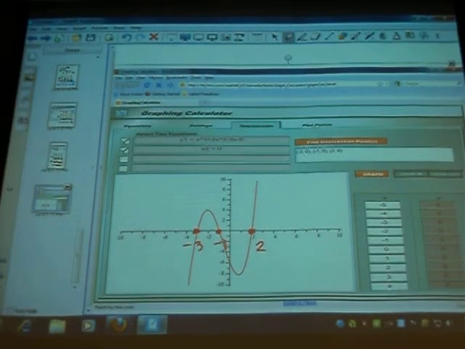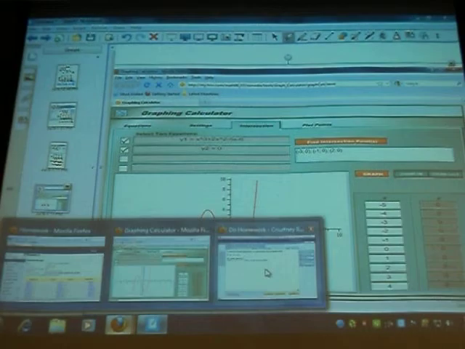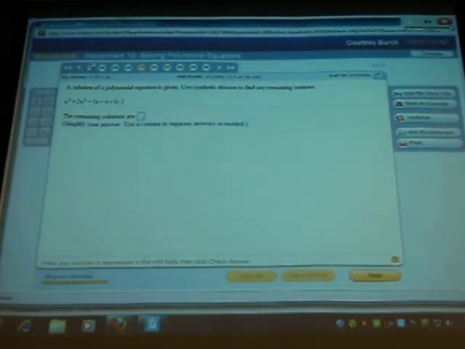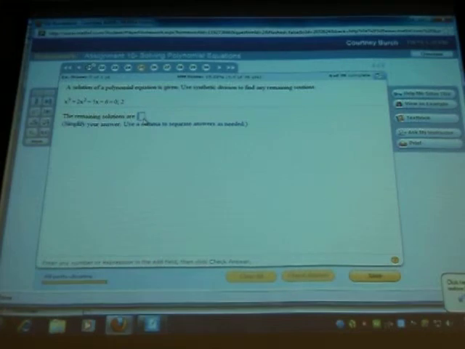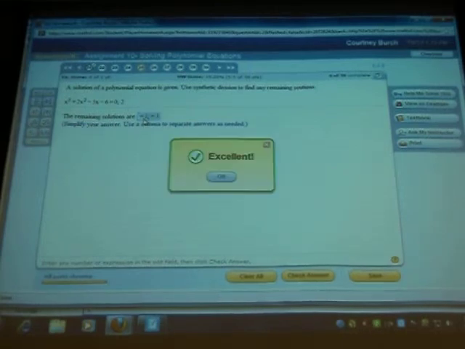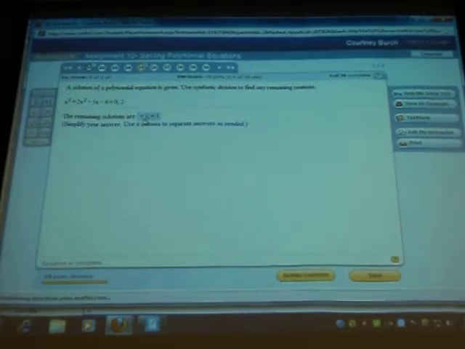So always look at your graph first and see what zeros you can pick out. Sometimes you can actually get all of them. Now it says remaining solution, so I don't need to include the one that they gave me. So I don't include 2. I just want to tell them -3 and -1. Now if they don't give you one, then you would list all of them. But if they gave you one to start with, you don't want to list that, because they already told you that one.